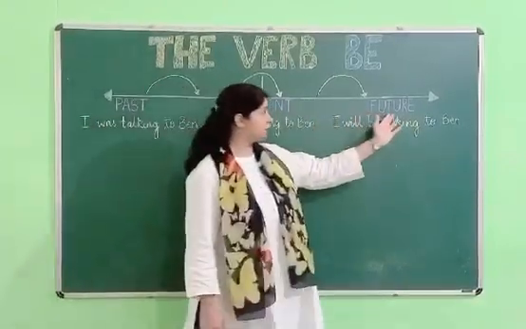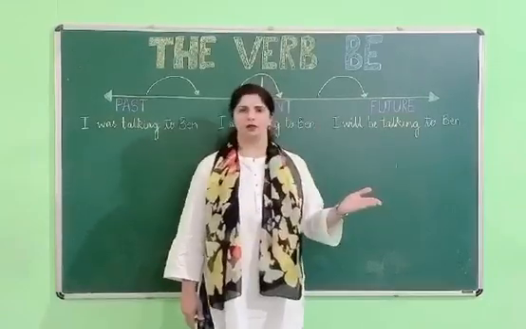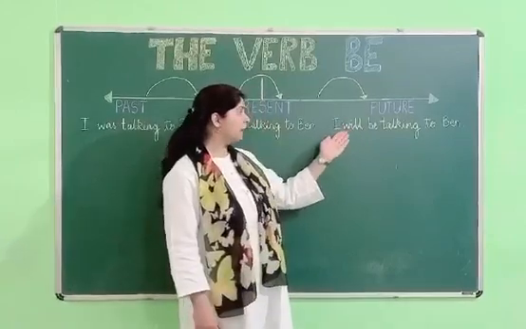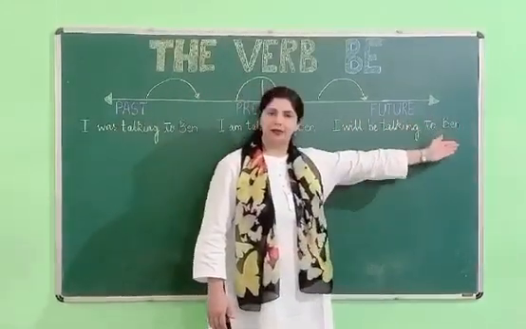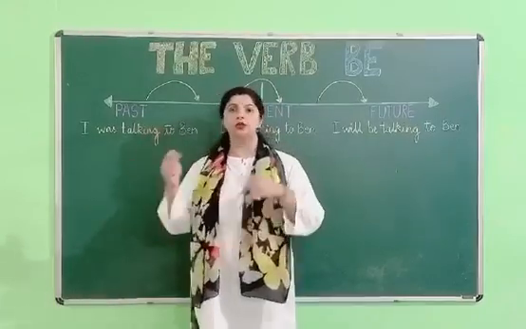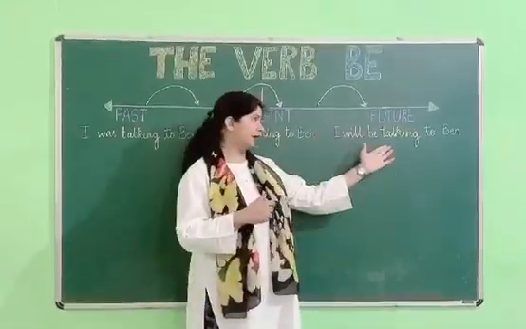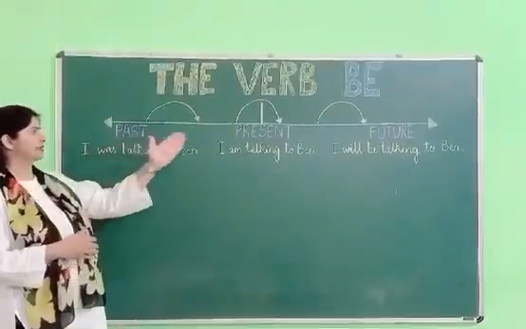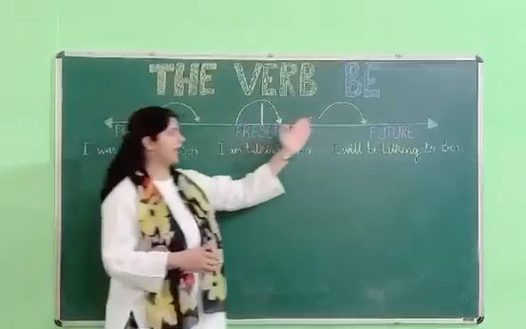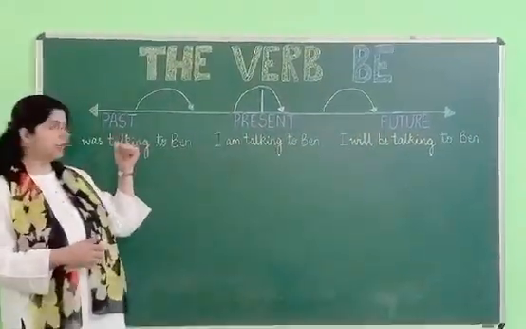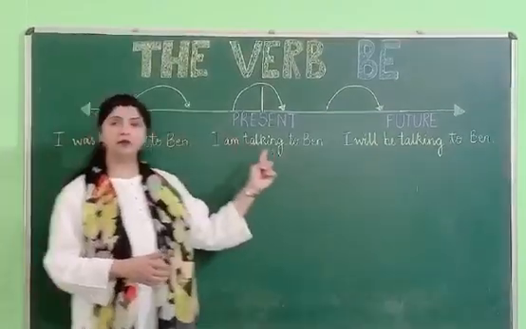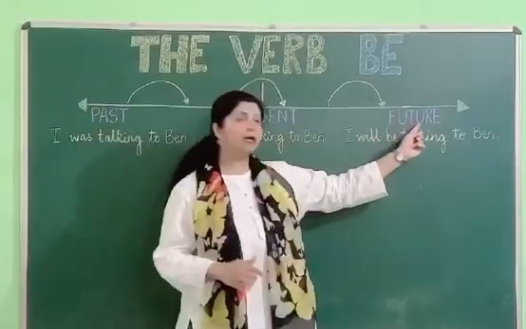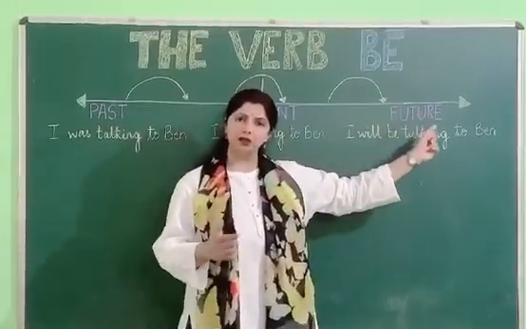And then future, an action which will occur. Something which is going to take place in the future. Like, I will be talking to Ben. You have not spoken, you are not speaking, you will be talking to Ben. It is very important for you to understand the 3 tenses: the past, present and future. An event which has already occurred is in the past tense. An event which is occurring right now is in the present tense. An event which will occur later is in the future tense.